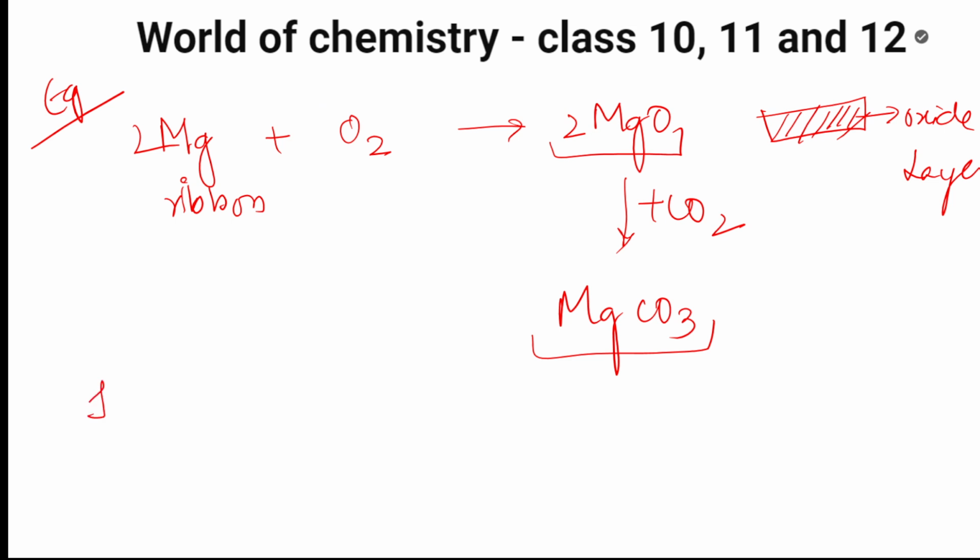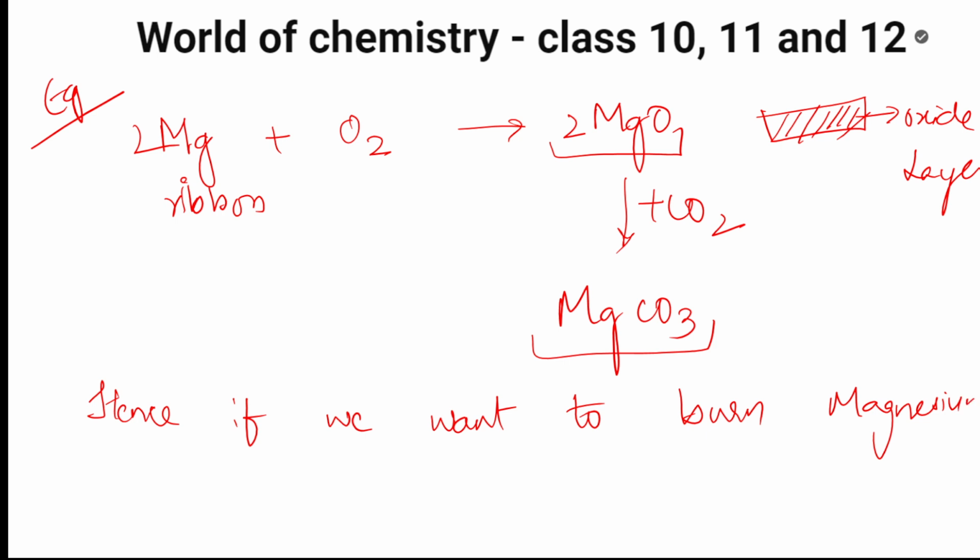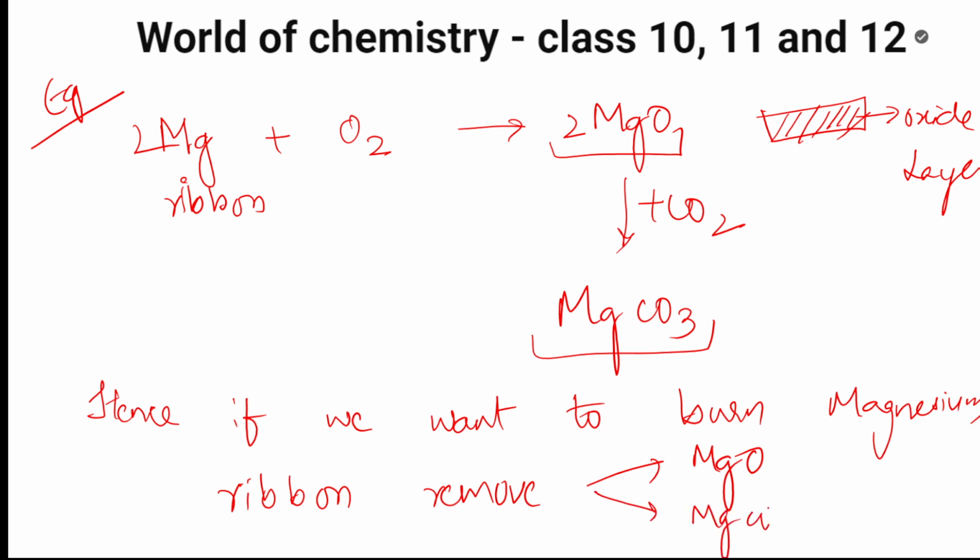Hence, you will end your answer saying that if we want to burn magnesium ribbon, what should you do? You have to remove two layers. One is to remove the magnesium oxide layer. You should also remove the magnesium carbonate layer to burn it effectively, correct? This is what you have to write in the answer, easy.